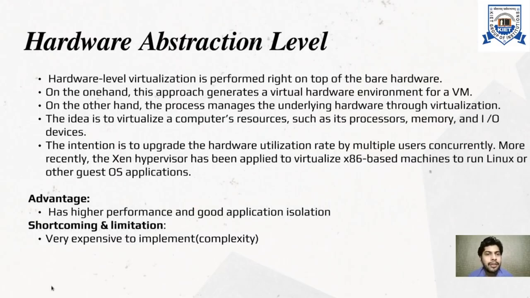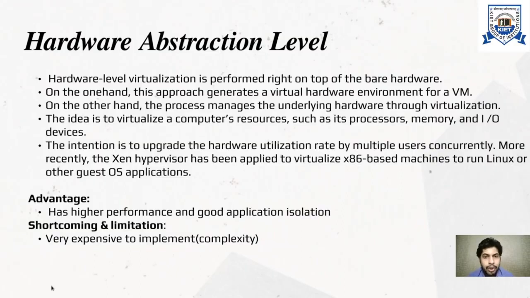Now let's talk about the hardware abstraction level. In hardware abstraction level, the virtualization is performed right on top of bare hardware. It is also known as bare metal hardware. So in this type of virtualization, the virtualization layer doesn't need any operating system. We are adding this virtual layer on the hardware layer, right? So here the virtual layer has two tasks.